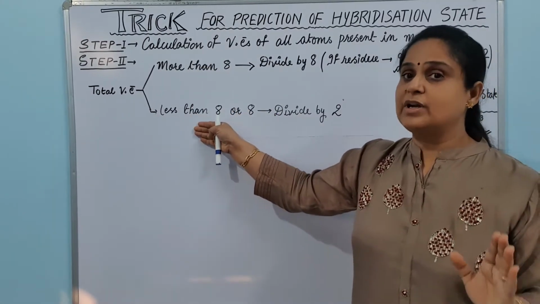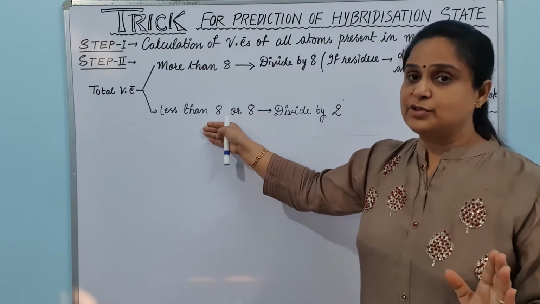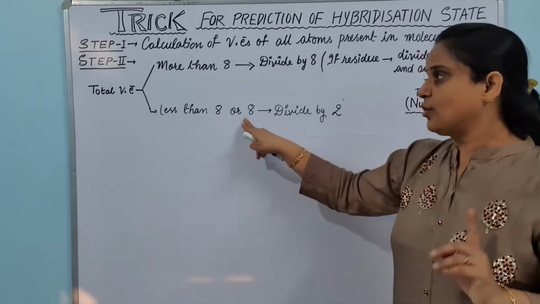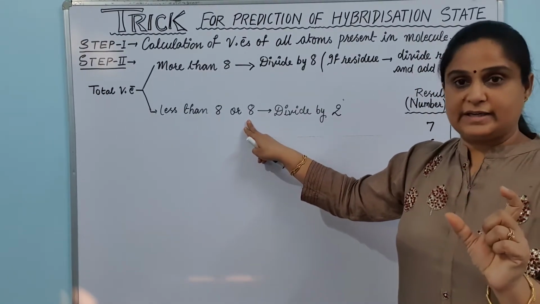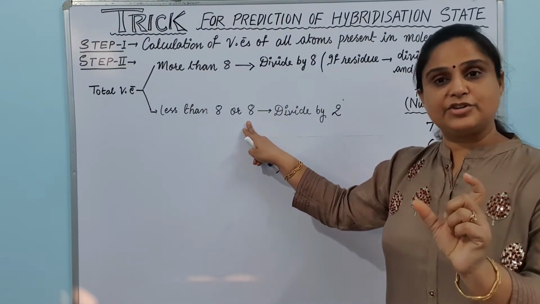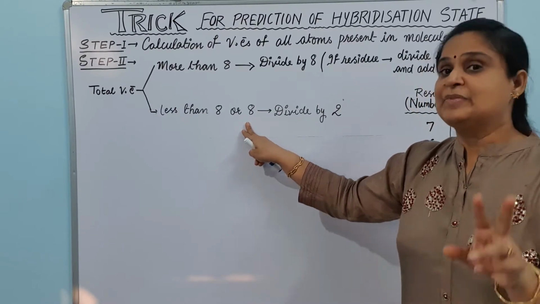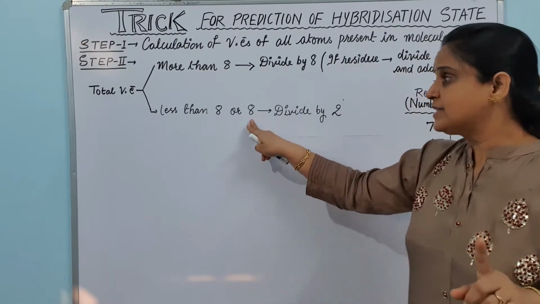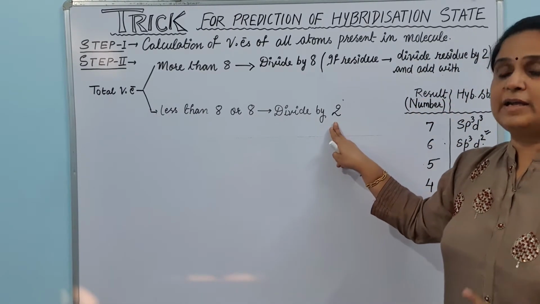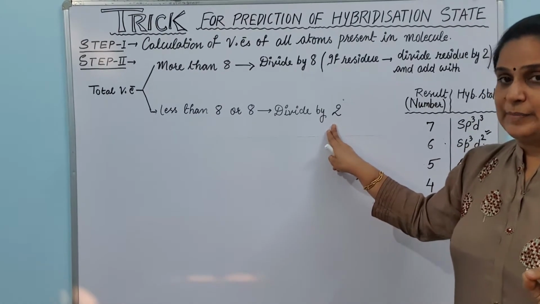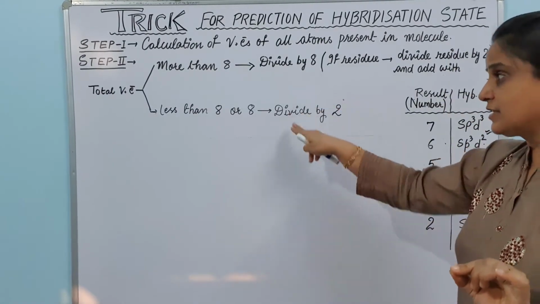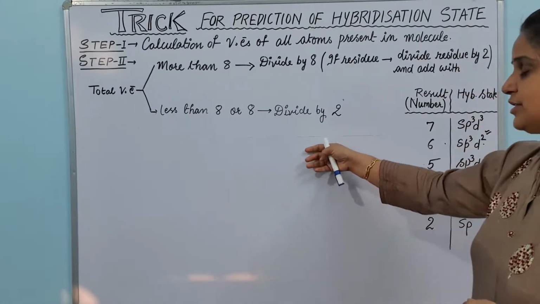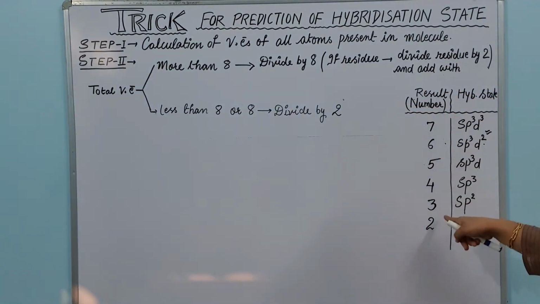If the electrons are less than 8, let's understand first what you have to do. If the total number of electrons in the valence shell of all the atoms is 8 or less than 8, you will just divide that number by 2. Once you get a number after the division, you will compare this number with the given chart.